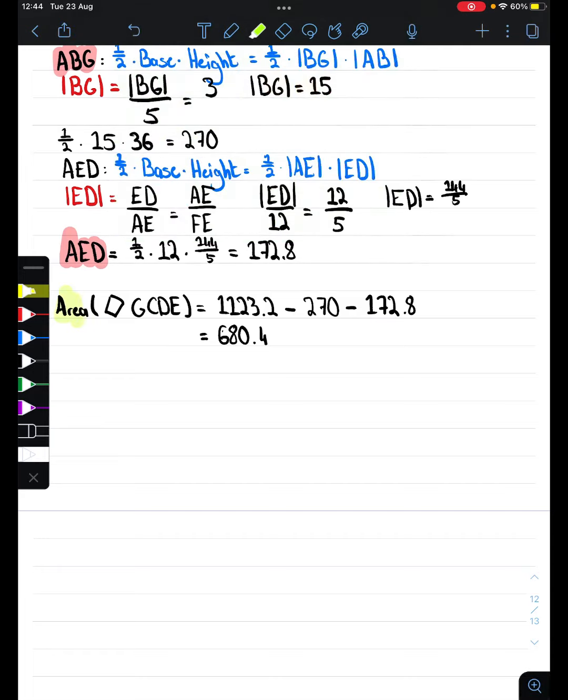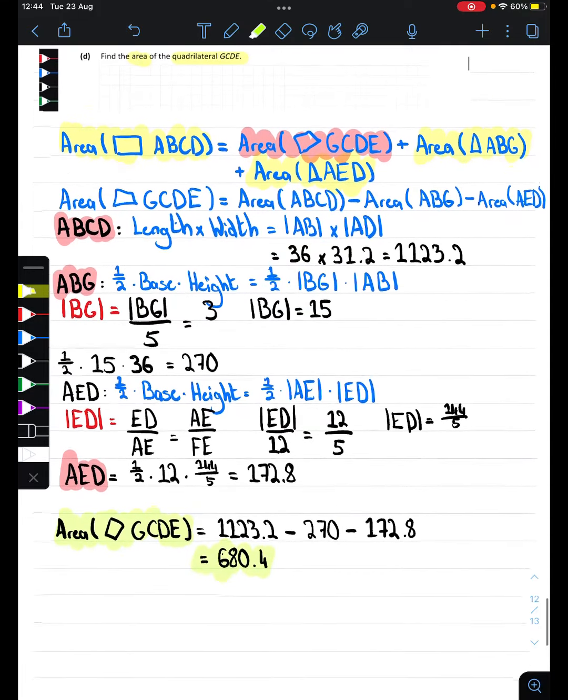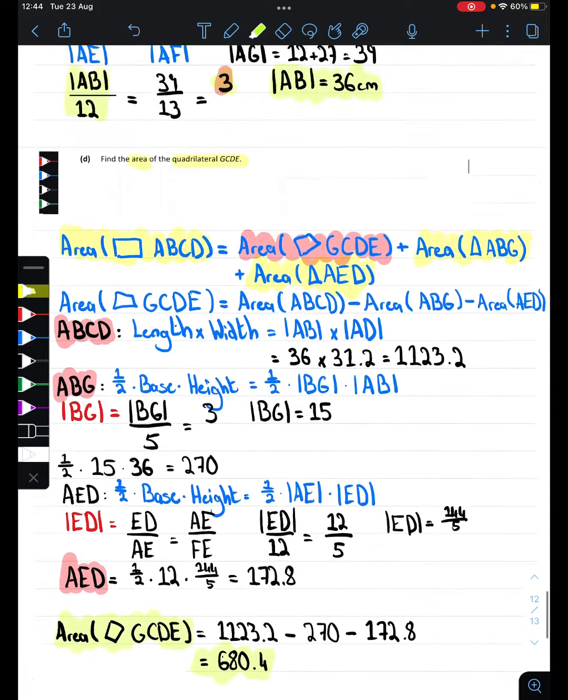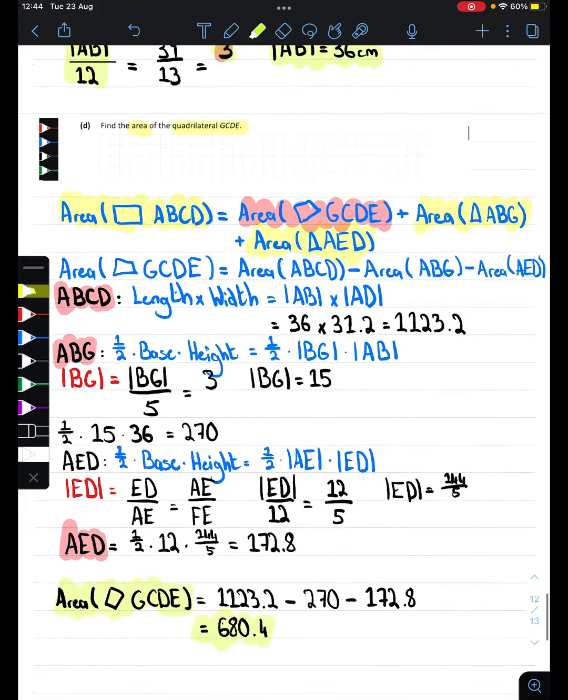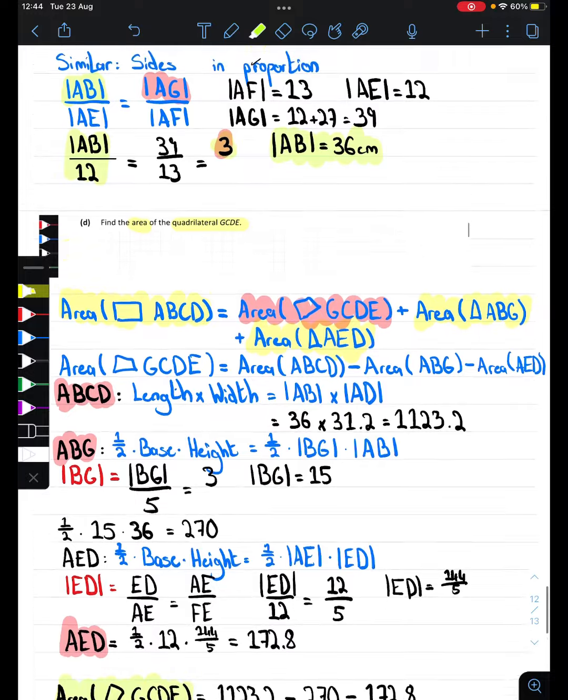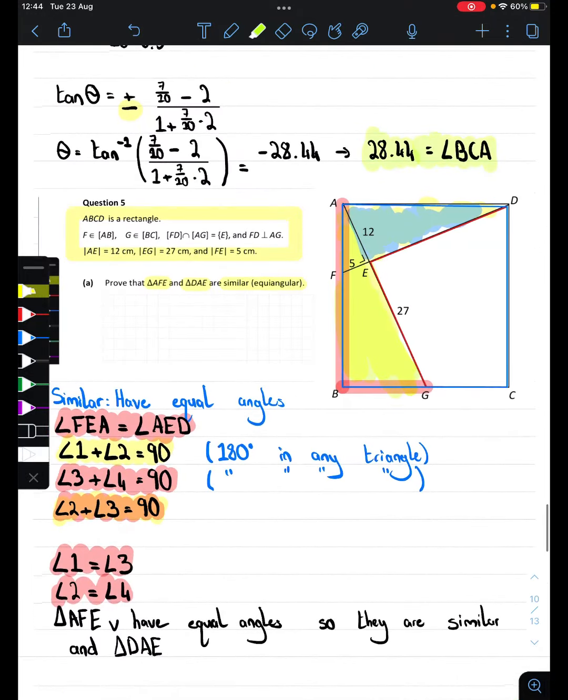So it's a bit long-winded, but none of these steps individually were particularly difficult. There's no particularly tricky things. There's just a lot of steps in this question. But yeah, that would have been a hard question to get. But I think the most important thing is to break down this rectangle into its parts, so that we can eventually find the area of this.